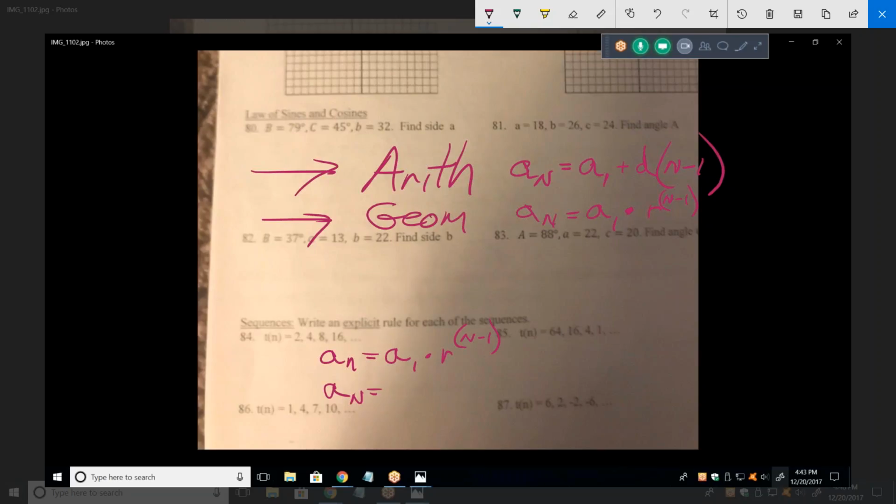What's the first term? That's 2. A sub 1 means the first term. What's the common ratio? What is every term multiplying the previous term by? 2. There's your answer.